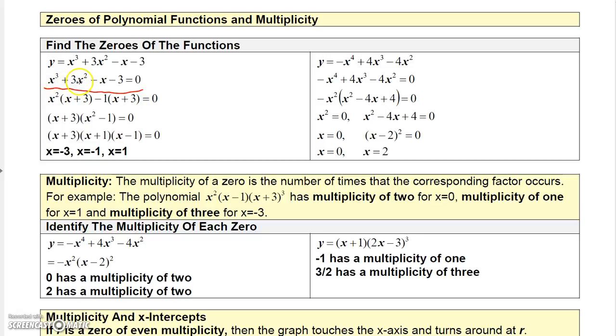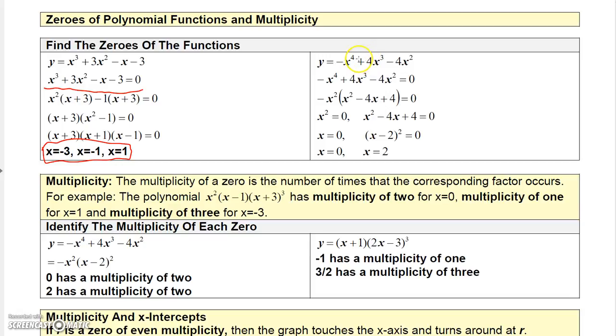I can factor an x squared out of the first two terms, and I can factor a negative 1 out of these two terms, and then when I factor the x plus 3 out of here and here, I get x squared minus 1, which eventually factors into x plus 1, x minus 1. So I can solve this by factoring, and determine that what makes x plus 3 equal 0 is negative 3, and then x plus 1 would give me negative 1, x minus 1 would give me a root of 1.